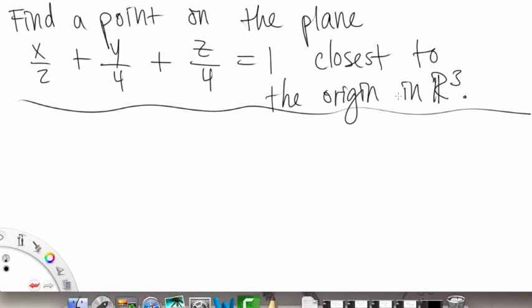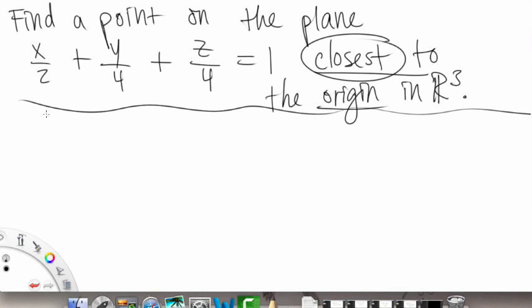First of all, we have to identify what is our main function, what are we trying to optimize, and then on a side note, what is our constraint curve? What are we limited by? Okay, so first of all, what we're going to do is find a point on this plane closest to the origin. So closest means that we're minimizing the distance, right? So we're minimizing the distance to the origin.